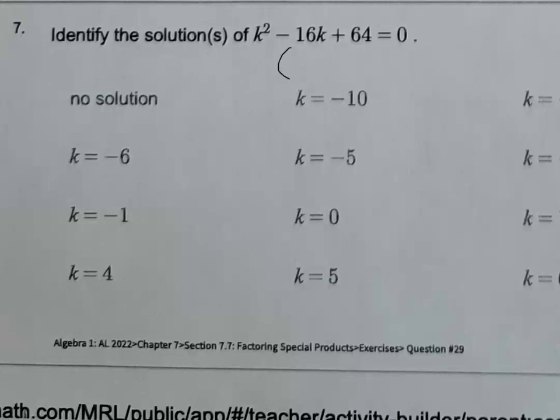So it's k, square root of the first one, square root of 64 is 8. That's a minus, so there's a minus right there. So k minus 8 squared equals 0. So this time you only have one answer. K minus 8 equals 0. If you add 8 to both sides, you get k equals 8.